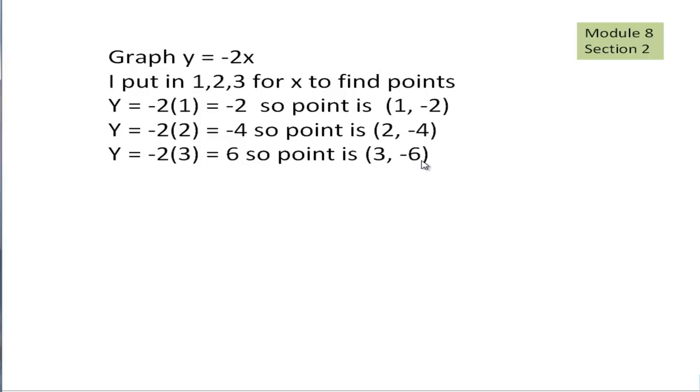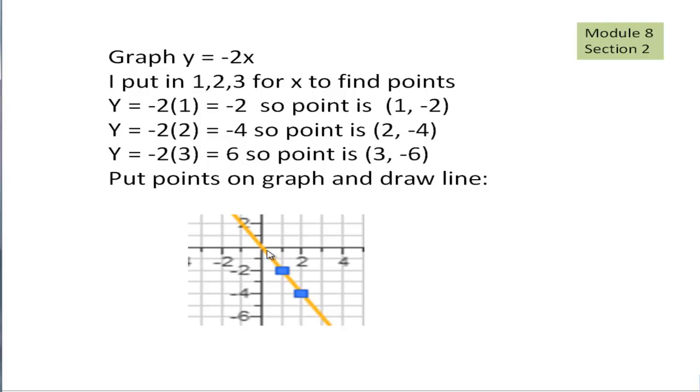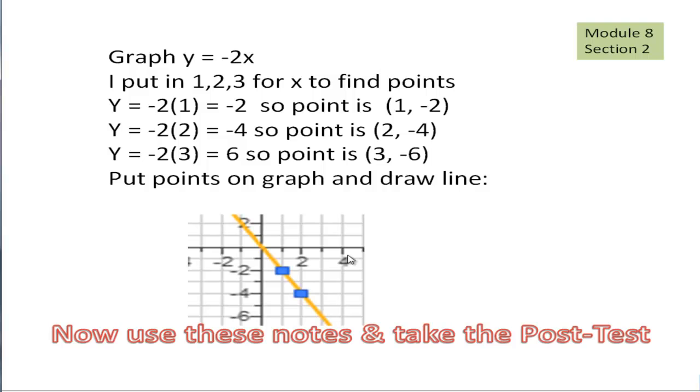So now I'm going to open up the graph on my screen. That's the next thing you need to do. Then put a dot at 1, negative 2, and I'd click right here. Then just move your cursor to the next one, 2, negative 4, click it, then it'll draw the line for you, and you're there. Okay, take this information and take the section 2 test.